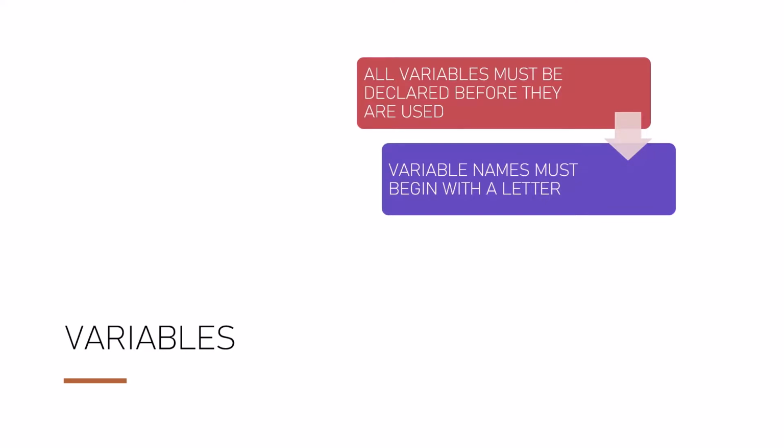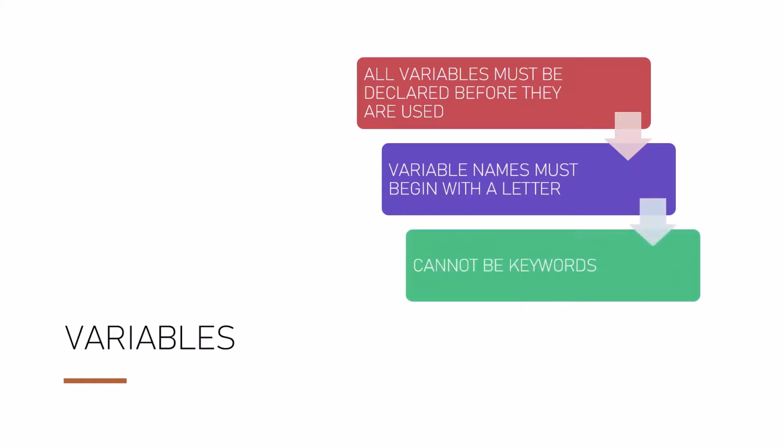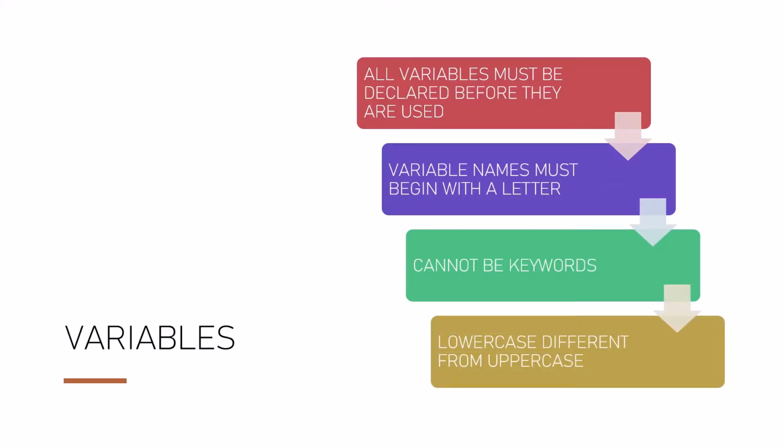All variable names must begin with a letter. They cannot begin with a number or a special symbol. They cannot be keywords, meaning we cannot have a variable named printf or int, for example. Lowercase is different from uppercase. So if I have a variable uppercase x or capital X as you know it, and if I have another x but it's lowercase or small x, then those two are treated differently. They'll be treated as two separate variables.